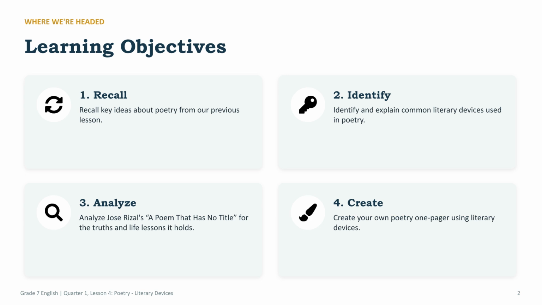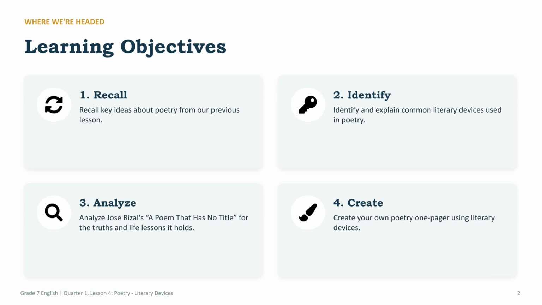Before we dive in, let's look at where we're headed today. I want you to know exactly what you're working toward, because that makes everything easier to follow. Objective 1. Recall. We'll bring back what we already know about poetry from our last lesson. Objective 2. Identify. We're going to identify and explain common literary devices used in poetry. There are 10 of them today.